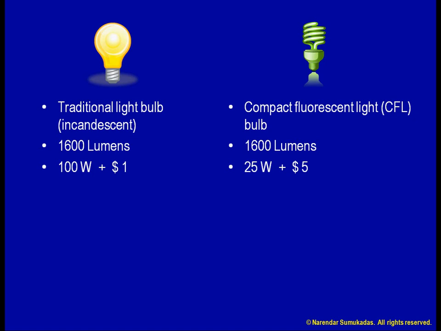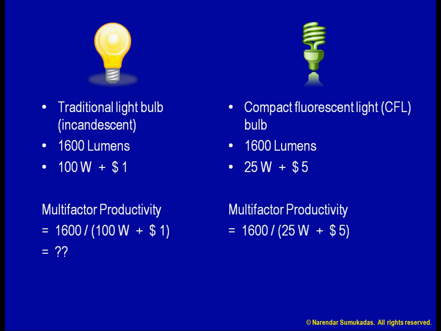If I add these up and come up with what is called a multi-factor productivity measure, I can now calculate output divided by input, which equals 1600 lumens divided by 100 watts plus $1. Now you can see I run into a problem over here trying to add watts and dollars. The only way I can add two different kinds of inputs over here, electricity and investment, is if I can somehow convert them both to the same units. That's often easy in a business process because most things can be converted to dollars and cents.